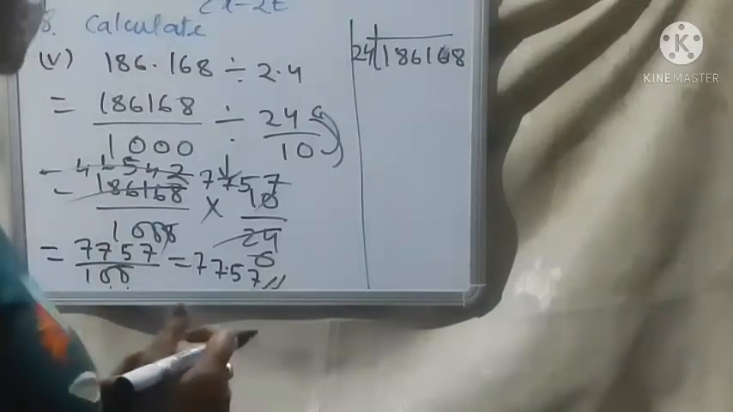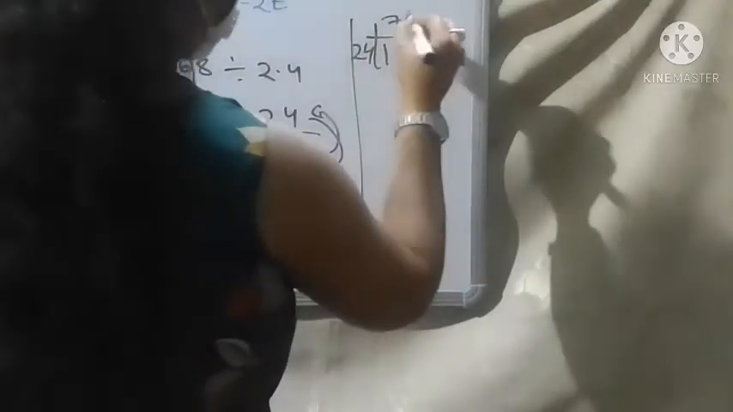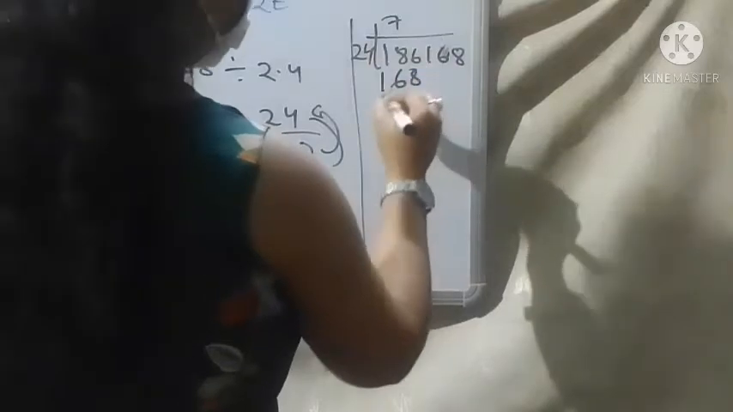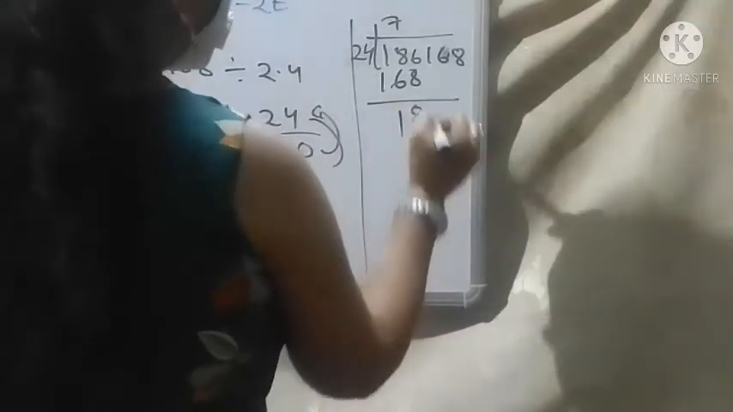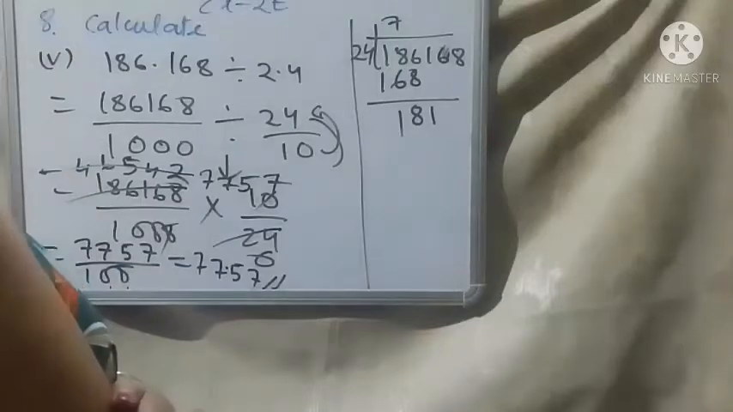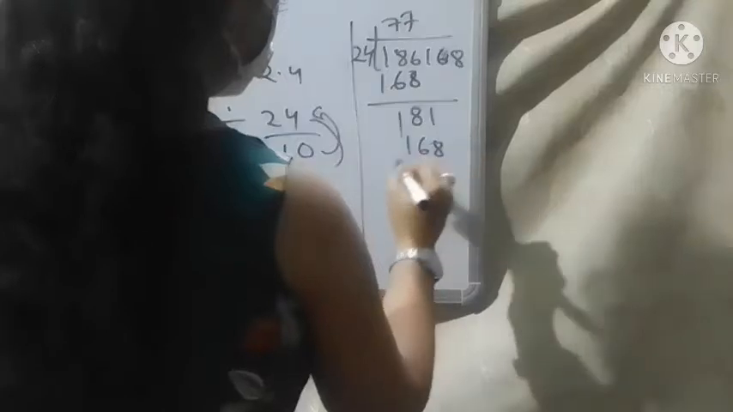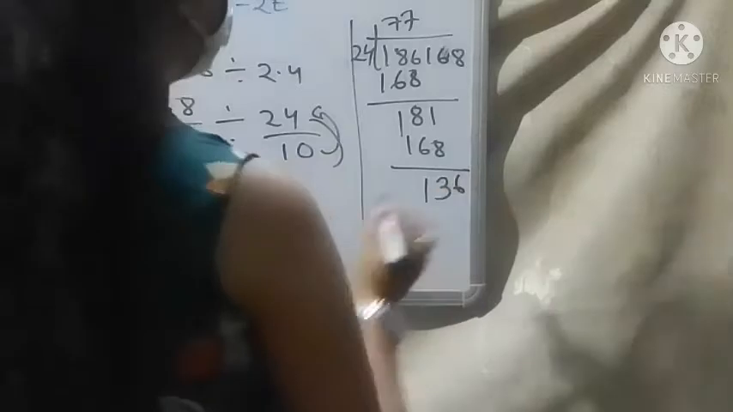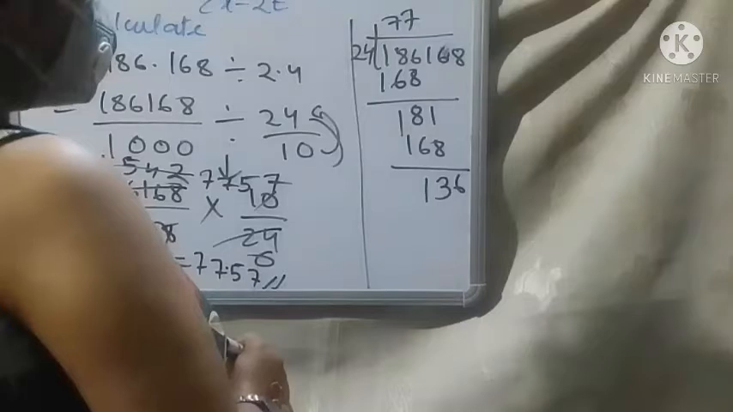So 24 table, so I know 24 6s, 24 7s. I know 7 4s are 28, 2 7s are 14 plus 1, 168. 24 7s are 168. And 24 8s are 192. Again it will be 7, 168. Again 3 7s are 136? 24 6s, I know 6 4s are 24. No, 24 5s.